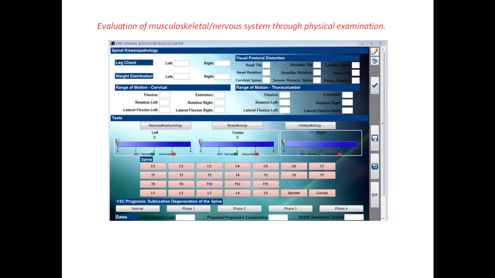Remember, if you're performing a PART exam, you must have a positive finding in either range of motion or subluxation as part of documentation for medical necessity. You must also have at least 2 of the 4 ingredients of the PART exam.